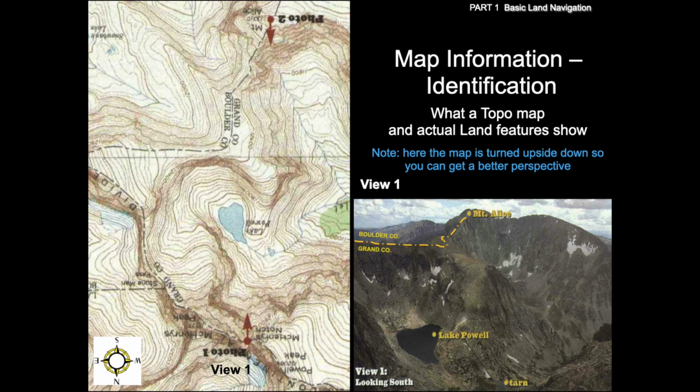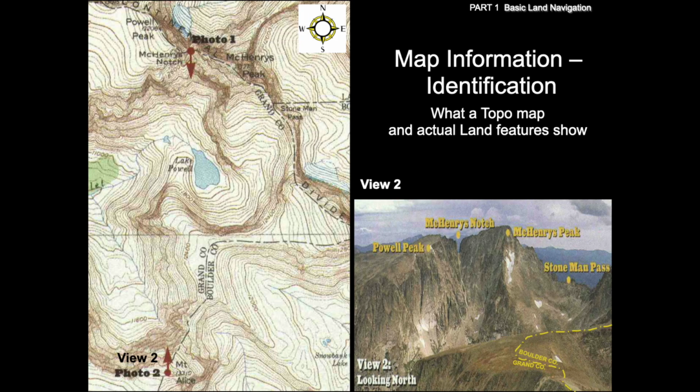So here's both views. The map is turned upside down so that you can look from view 1 towards point 2, and then there's the picture of what you're actually looking at, with the topo on the left. Now we flip the map back around and we're looking from view 2 towards photo 1, which you're actually seeing in front of you on the bottom right, and then the map is on the left.